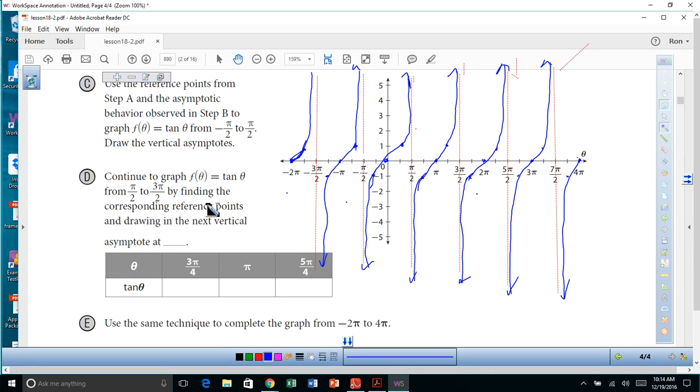All right, so we graphed it. And 3 pi over 4 was negative 1. Pi was 0, and 5 pi over 4 was 1. Use the same technique to graph from negative 2 pi to 4 pi, and we've already done all that. So that was E.